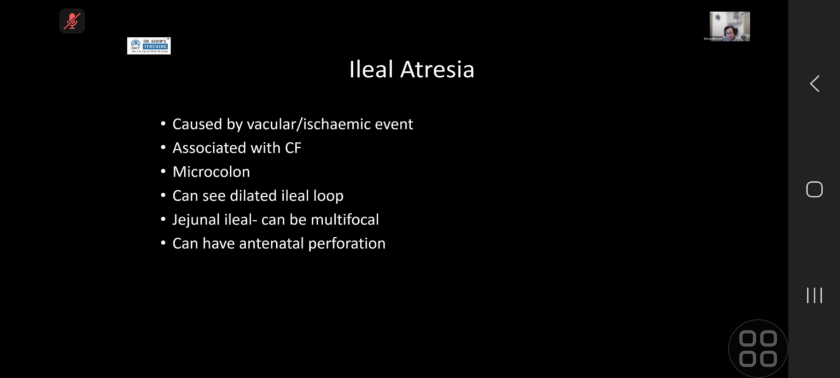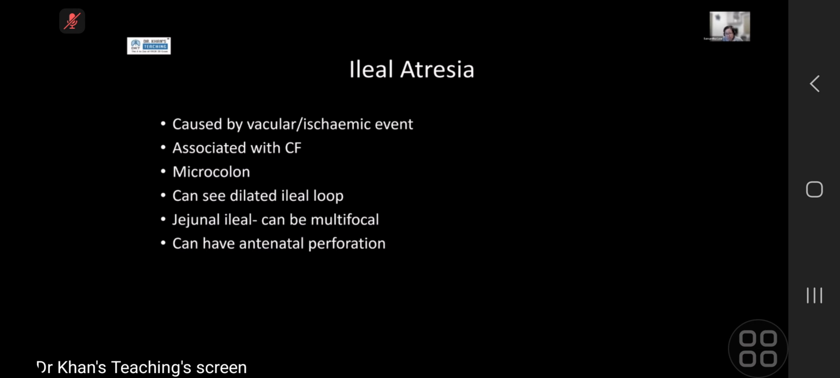So atresias, I think a lot of people find it quite hard to determine what's causing it, but often the literature says it's caused by a vascular or ischemic event. As I said earlier, it's the most accepted kind of theory, and it's hard to tell if it's truly ileal or jejunal because we don't get contrast all the way back up.